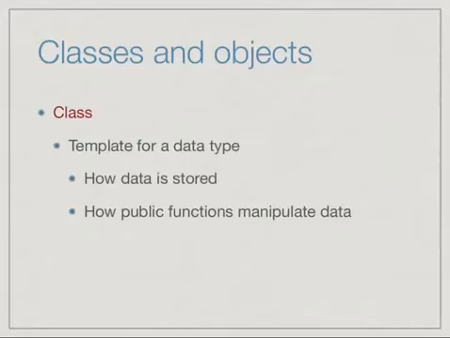In the same way, a class sets up a blueprint or a template for a data type. It tells us two things. It tells us what is the internal implementation, how is the data stored, and it gives us the functions that are used to implement the actual public interface. So how you manipulate the internal data in order to effect the operations that the public interface allows.